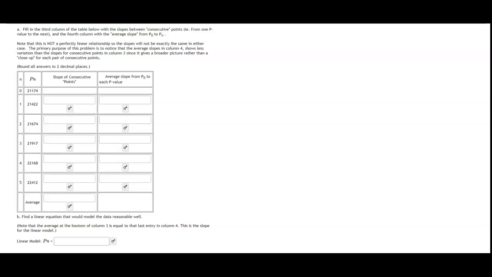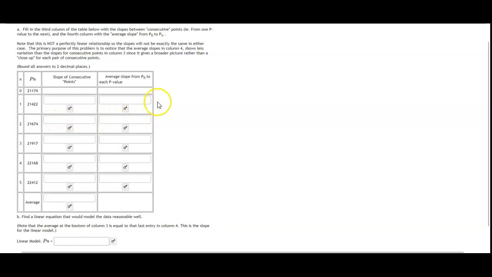Welcome to a video on analyzing slopes. We're going to compare finding the slope of consecutive points to finding an average slope over a wider span of points. So this third column, they've asked us to fill that with the slopes of consecutive points. And then the fourth column will do the average slope from p sub 0, the very first pair, to each consecutive p-value. So that'll be a wider span there.